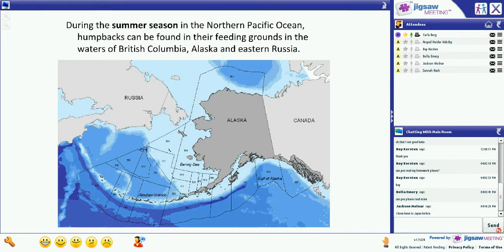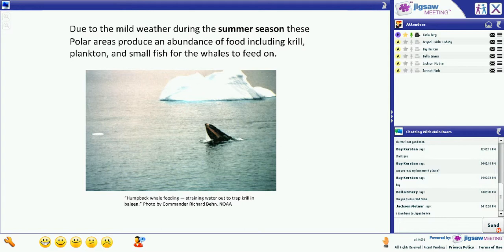So during the summer season in the northern Pacific Ocean, humpbacks can be found in their feeding grounds in the waters of British Columbia, Alaska, and eastern Russia. Basically, on this map, the parts that are enclosed in the dotted lines tend to be where the whales will spend their summers. Now, as the water drops in temperature, getting ahead of myself here.